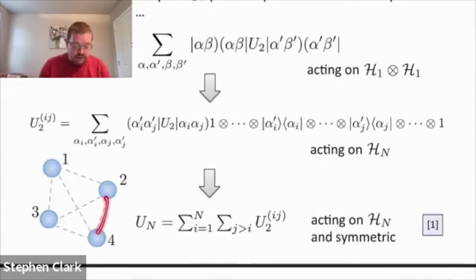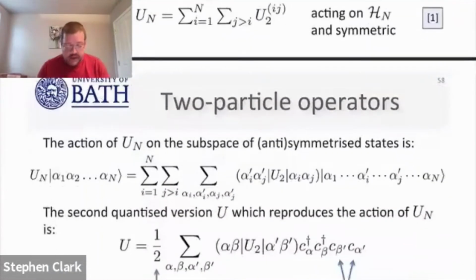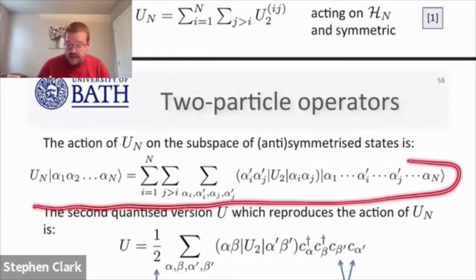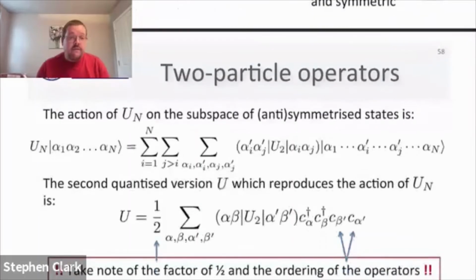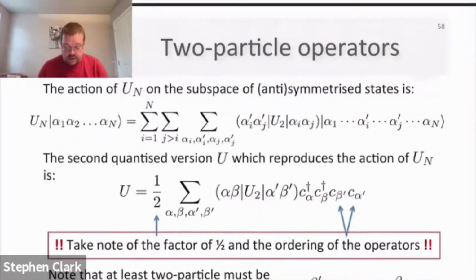It's describing the interactions between all possible pairs of particles in your system. And the action of that operator on any symmetric or anti-symmetric state is given by this double summation here of all possible pairs and then all possible matrix elements that connect them. And the final answer, if you convert this into second quantization, I'm just going to give you here.